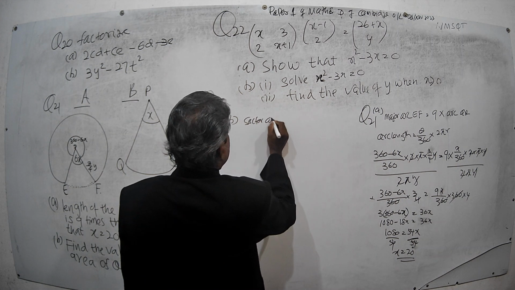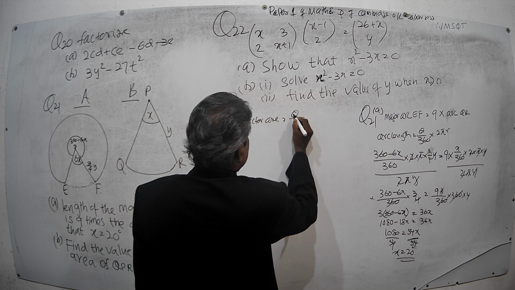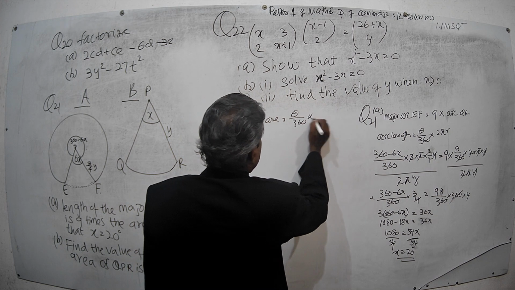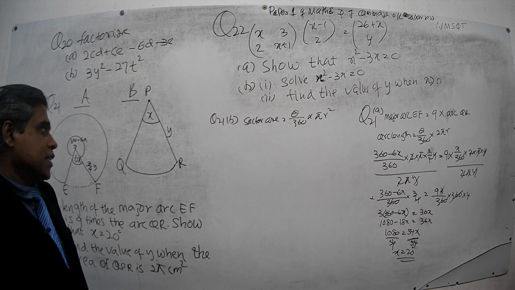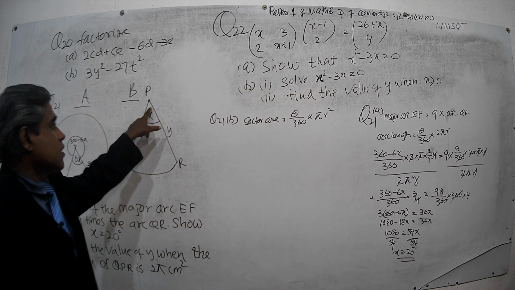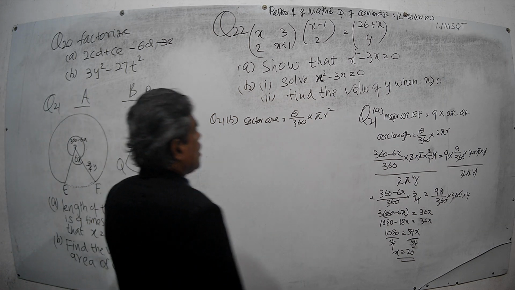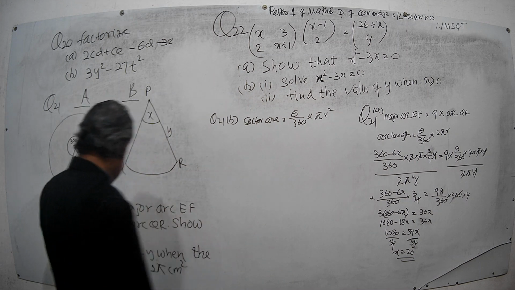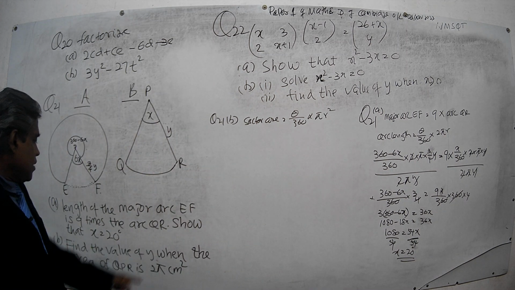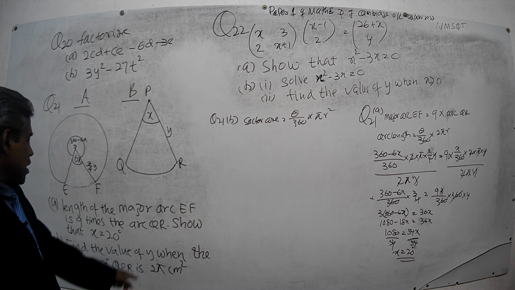Sector area equals theta over 360 times pi r squared. That is the formula to find the sector area. Theta is the angle at the center. In this case, it is x. Then find the value of y when the area of the PQR sector is 2 pi.